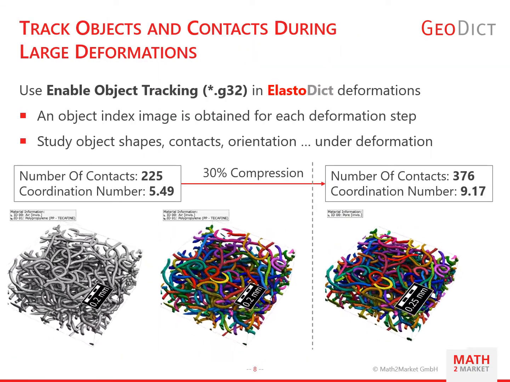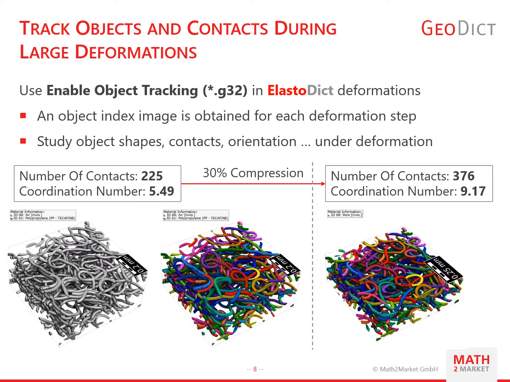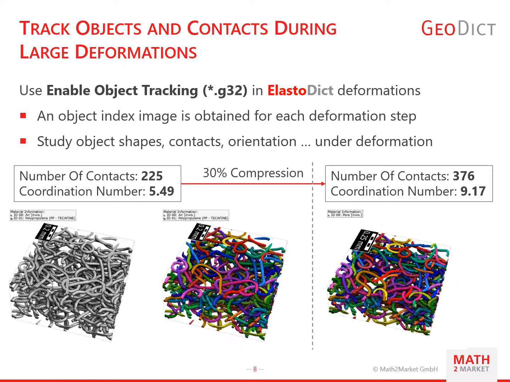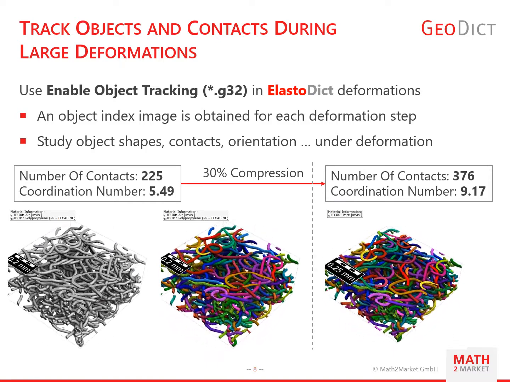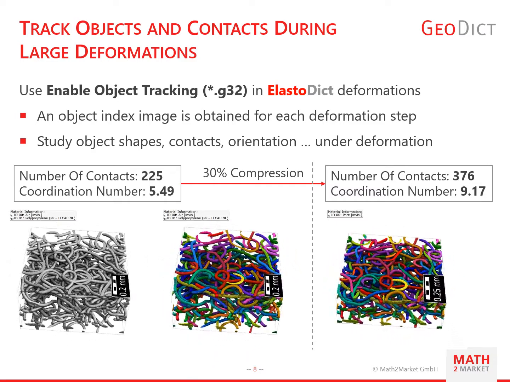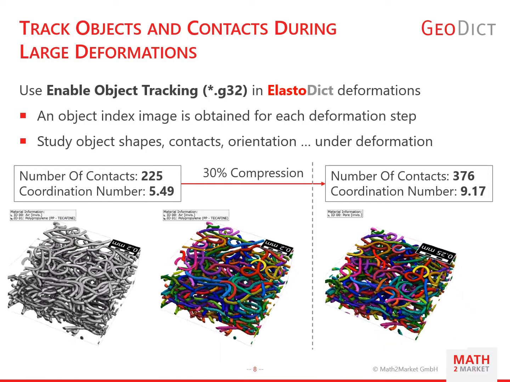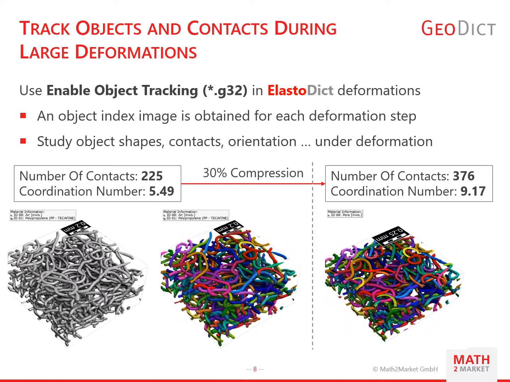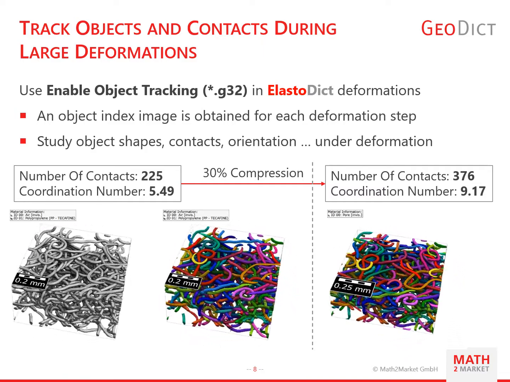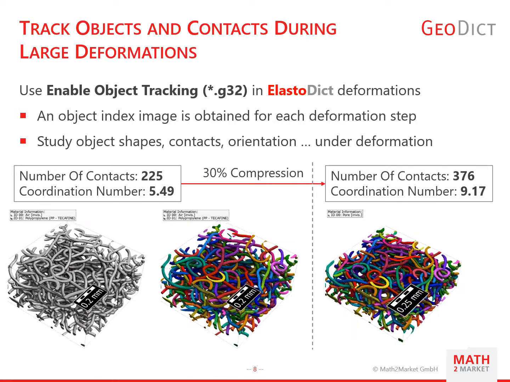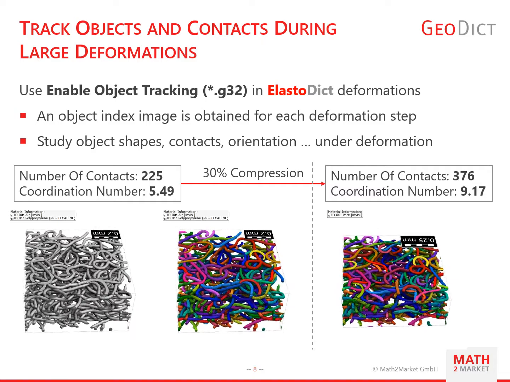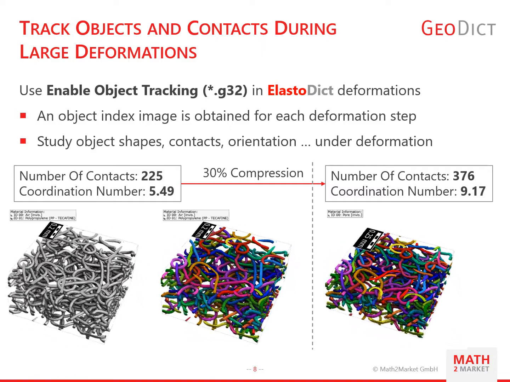It is also possible now to track the object information during a large deformation simulation. This means that one knows which voxel belongs to which object in each deformation step. Here this is demonstrated for a nonwoven which is compressed by 30%. After the compression, the number of fiber contacts is nearly 2 times larger compared to the uncompressed nonwoven. This means that the material is much stiffer now in that direction. The tracking of objects also allows to study how the shape of the object changes during the deformation simulation.